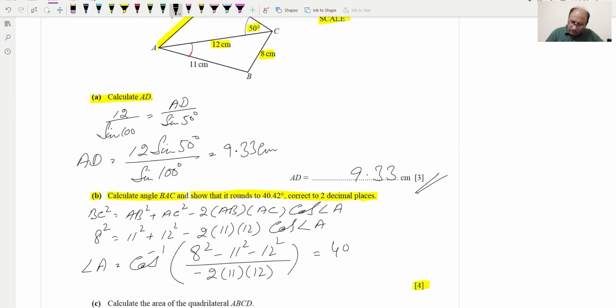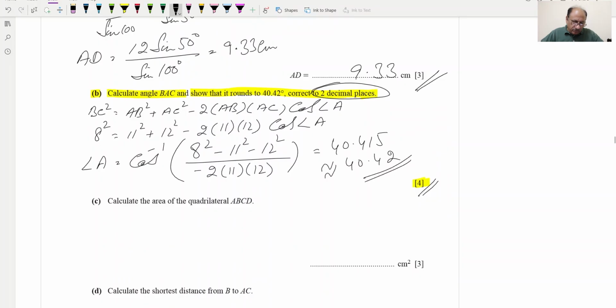So it will be 40.415, and up to 2 decimal places we can round it to 40.42. This will be our final answer for 4 marks which we have shown.